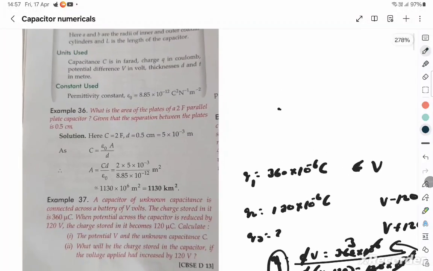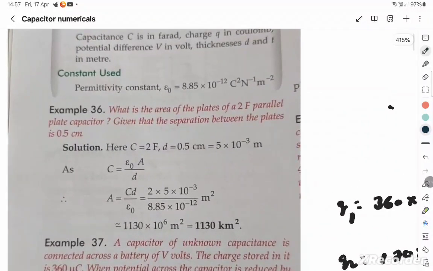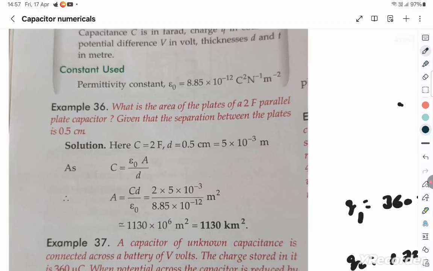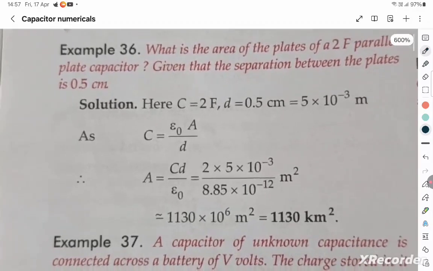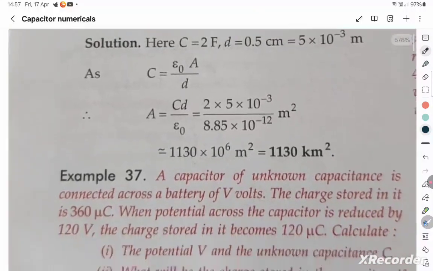So the first question here: what is the area of the plates of a 2 farad parallel plate capacitor? Capacitance is given. The separation between the plates, D, is also given. You know C is equal to epsilon naught into A by D. So you cross multiply and get the value of A, because all other values have been given here. So let's go to the next sum.